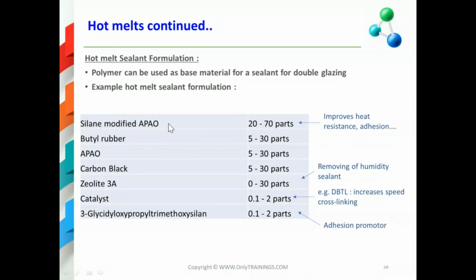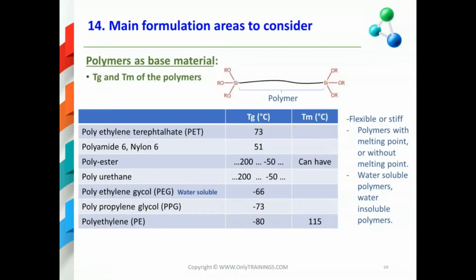So you see you have a component, the Vistaplast 206, for instance, and you add some butyl rubber, some other cheaper APAO, carbon black, zeolite to remove all the humidity of the sealant, a catalyst, otherwise you have to wait a long time until it cross-links, and also an adhesion promoter is used.